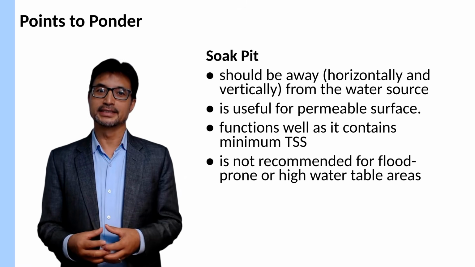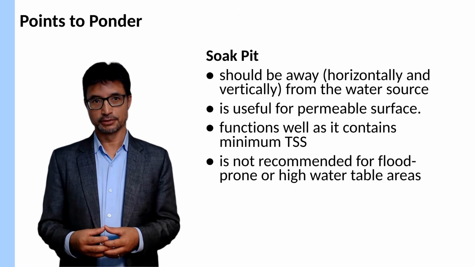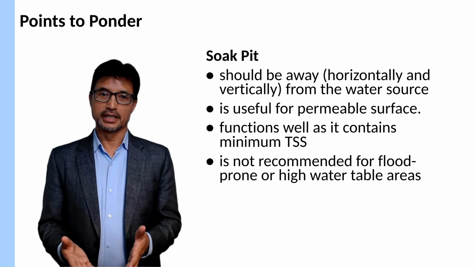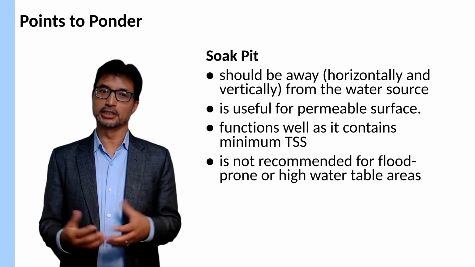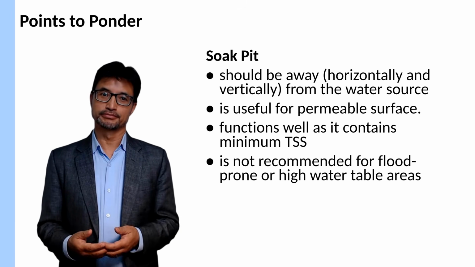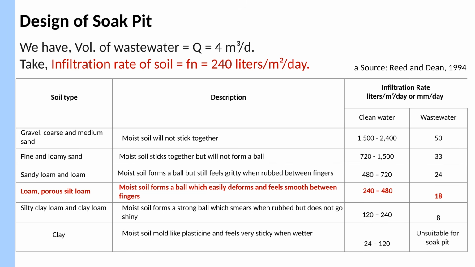It should be located at a safe distance, both horizontally and vertically, from water sources. It is not recommended for areas that are flood-prone, have low permeability, or have a high groundwater table. Soak pit sizing mainly depends on the volume of wastewater and the infiltration rate of soil. Here, wastewater flow remains 4 cubic meters per day, and we take an infiltration rate of 240 liters per square meter per day. The table illustrates how infiltration capacity varies considerably between different soil types.